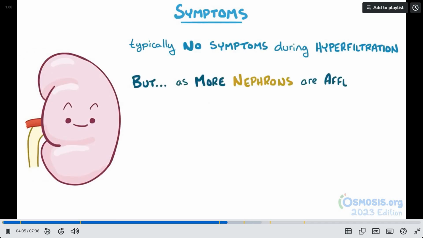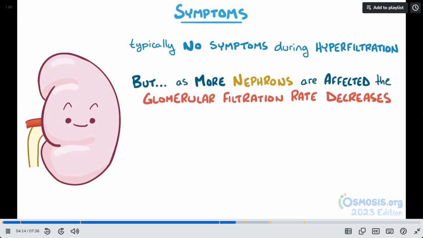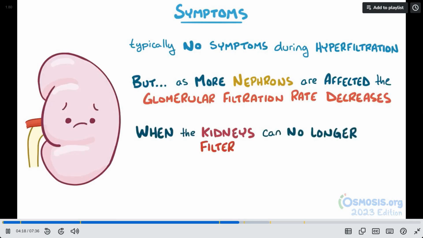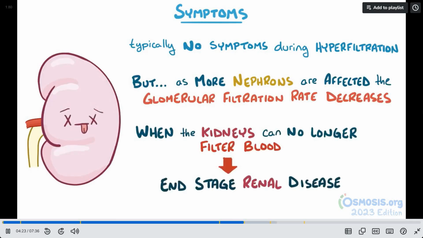But over time, as more and more of the nephrons are affected, the kidney becomes less and less effective at filtering the blood into the urine, and the glomerular filtration rate decreases dramatically. Once the kidneys no longer can do their job of filtering the blood, a person enters into end-stage renal disease.